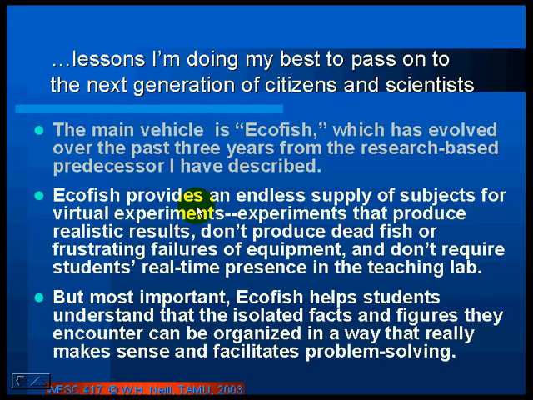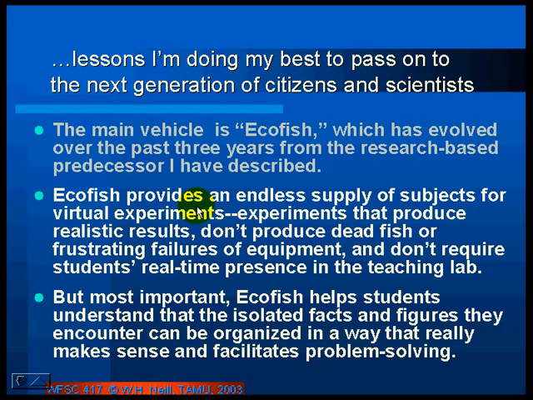Ecofish doesn't die unless we want it to, and if it does die, it doesn't smell. It never produces dead fish or frustrating failures of equipment. And it doesn't require that students be present in real time in the teaching lab, which is a really handy thing given the dispersion of education geographically now. I tell my students, Ecofish feels no pain. It's up to you and me to feel its pain for it. This makes the people who run our animal use protocol committee very happy.